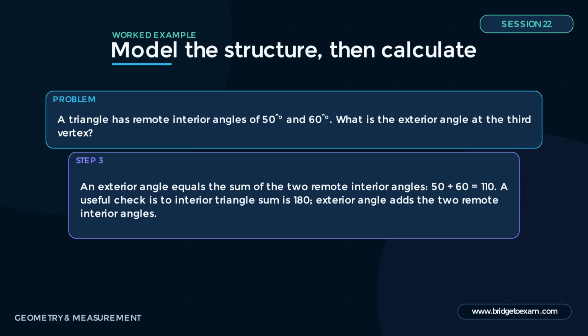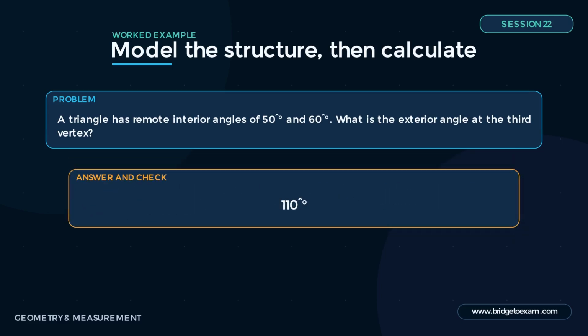Step 3 carries out the mathematics. An exterior angle equals the sum of the two remote interior angles. 50 plus 60 equals 110. A useful check is that the interior triangle sum is 180, and the exterior angle adds the two remote interior angles. The answer is 110 degrees. Now verify the result against the original wording. The quantity, numerical size, and unit must all make sense together.